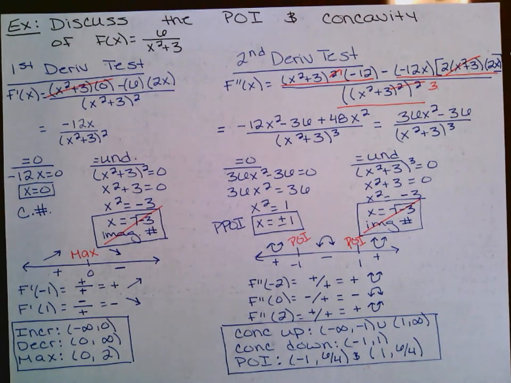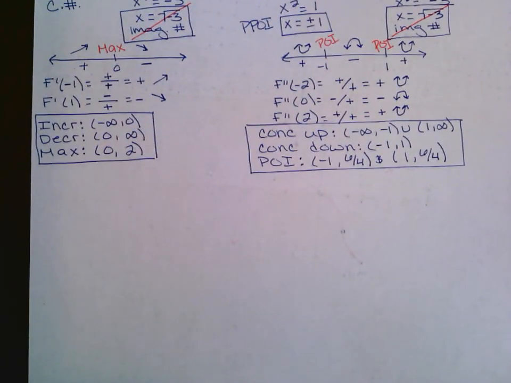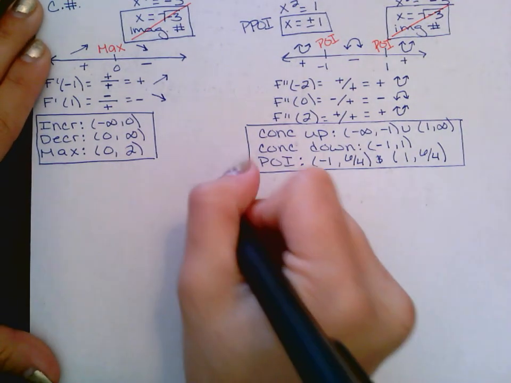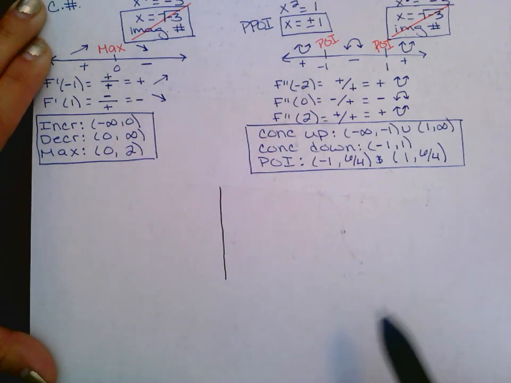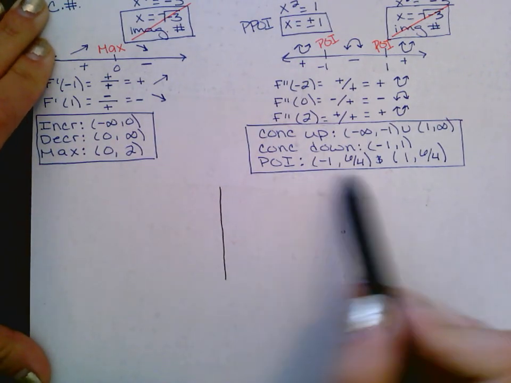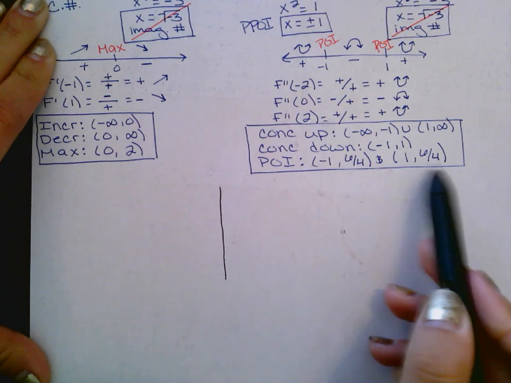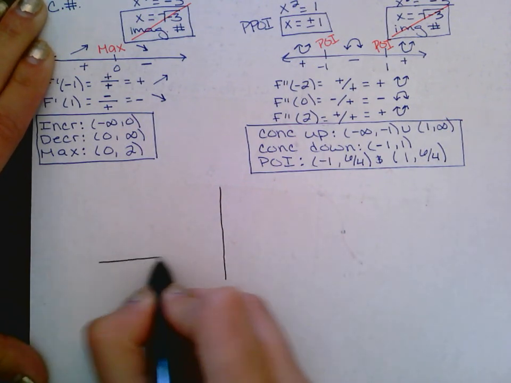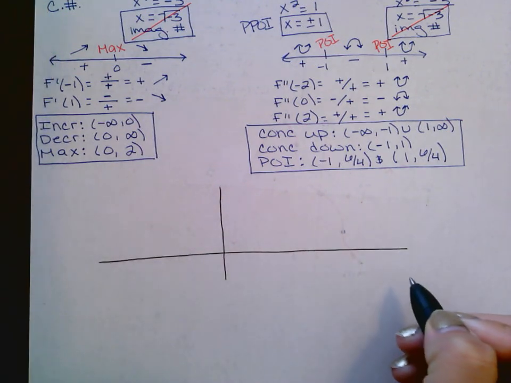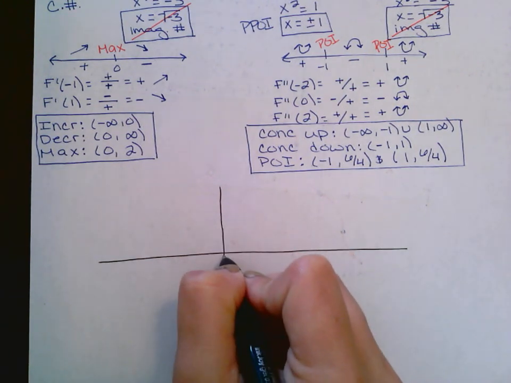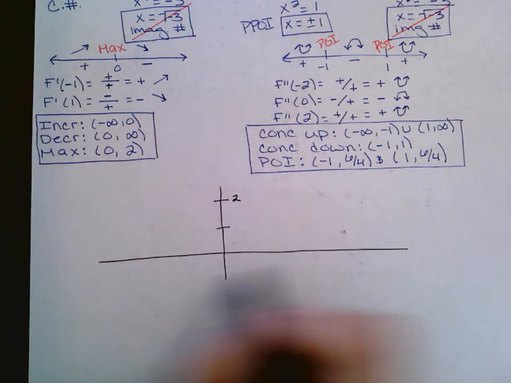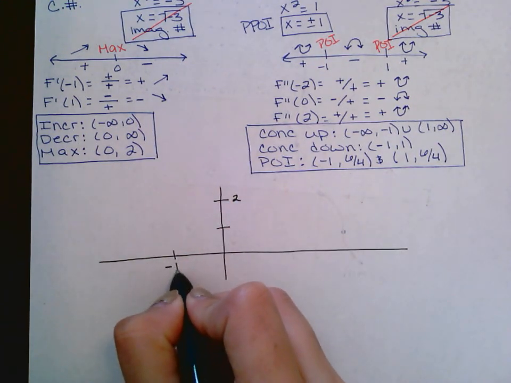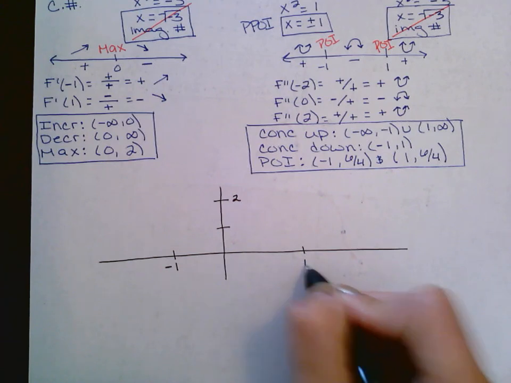Alrighty, let's use this information to draw, and then we are done for today. So notice that I only have a max at 2. I don't have a min. And then my points of inflection happen at positive numbers as well. So I'm going to draw this majority top. Okay. My max does happen at 0, 2. And then my points of inflection do happen at negative 1 and at positive 1.